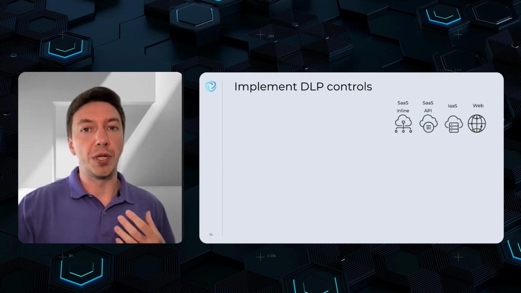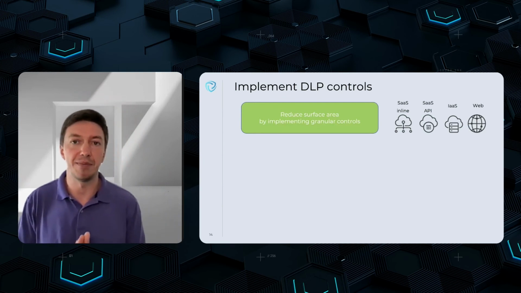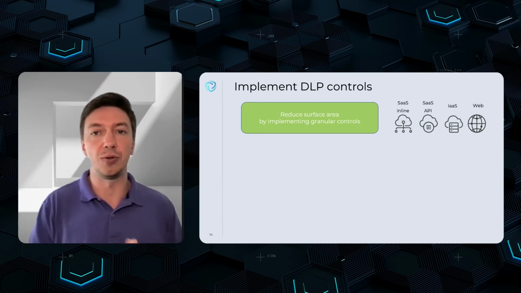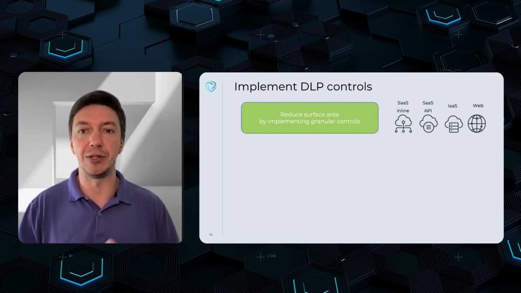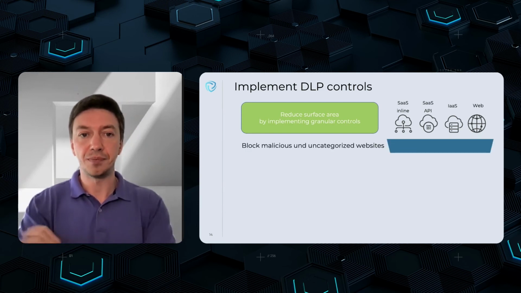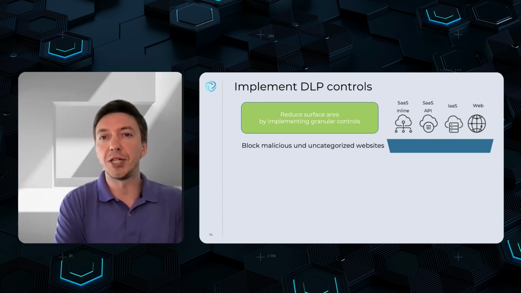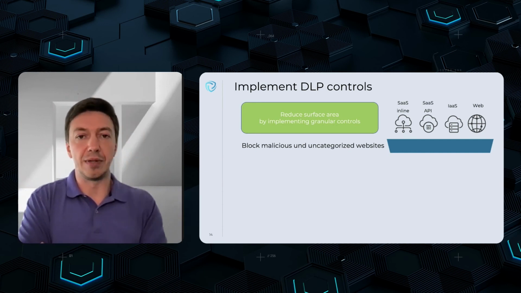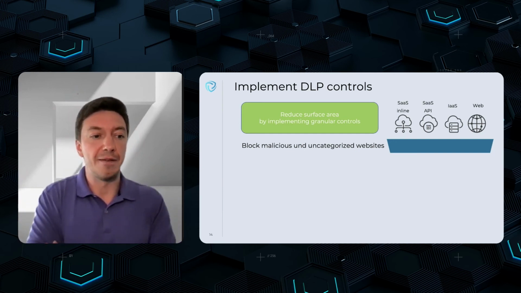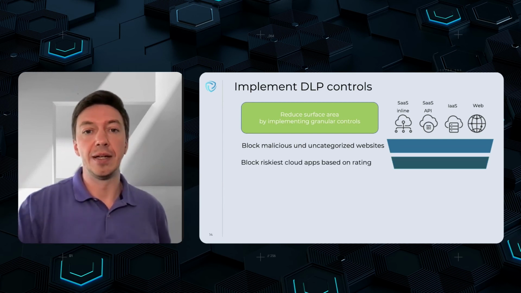So what we recommend to do here is, first of all, to reduce the surface area by implementing granular controls and making sure that you are not trying to boil the ocean. You are not trying to implement DLP everywhere. Maybe there are other tools here. So for example, if you know there are some malicious websites based on your threat intelligence feed or based on our intelligence feed, maybe we want to just block them because there is no valid use case why your users have to access those websites.